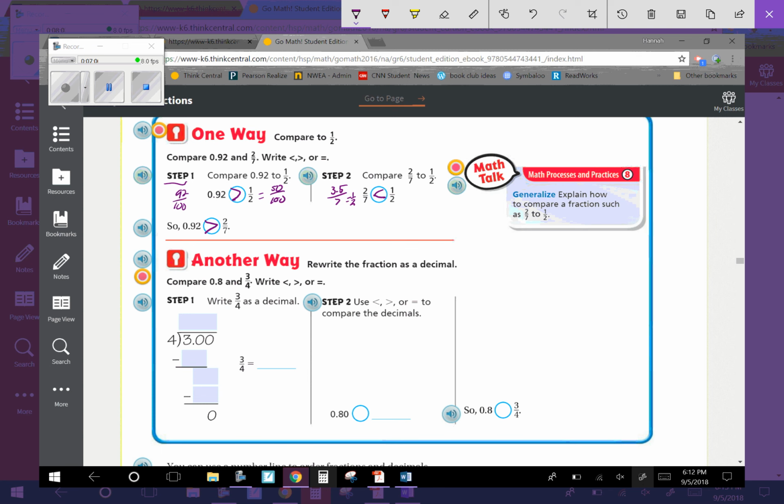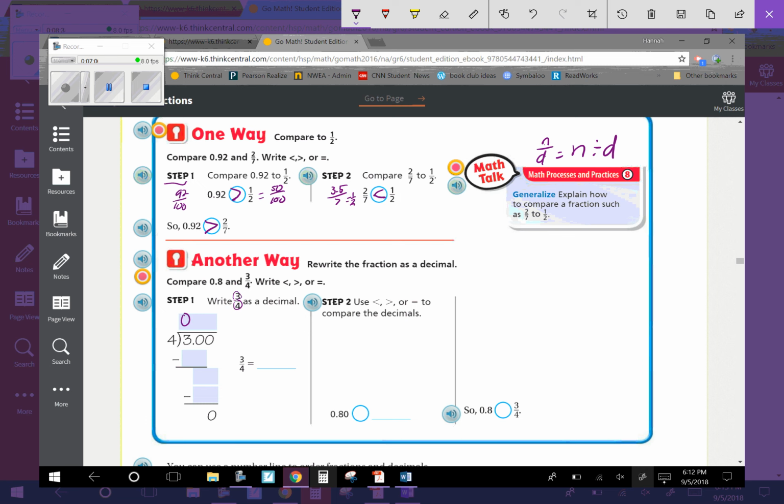Okay, another way that we could do the same thing is to rewrite the fraction as a decimal. So we're going to compare 8/10 and 3/4. We're going to write 3/4 as a decimal. Now remember, in order to write fractions as decimals, we're going to take the numerator divided by the denominator. Our numerator is 3 and our denominator is 4. So we're going to take 3 divided by 4.